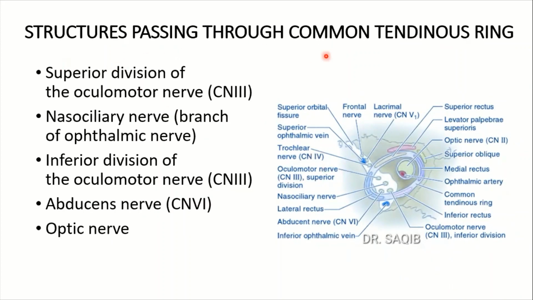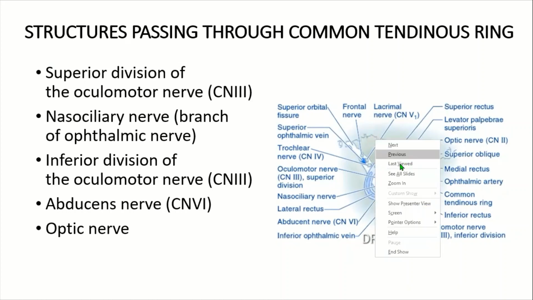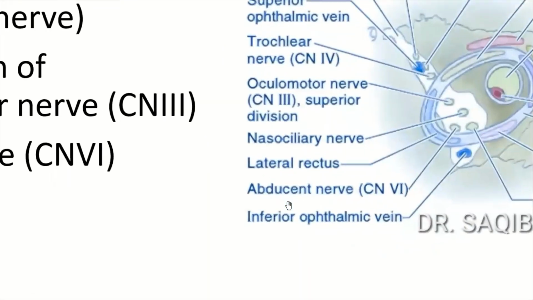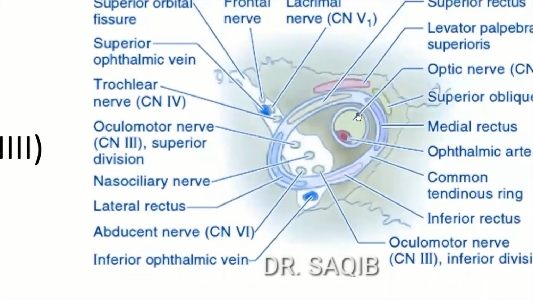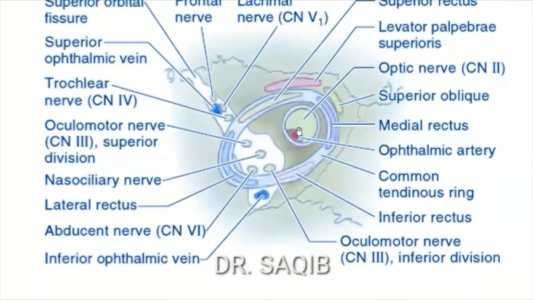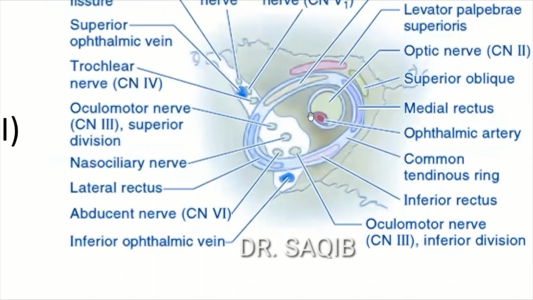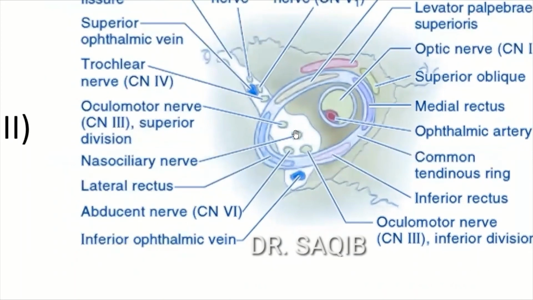What are the structures passing through the common tendinous ring? Nothing to worry, just see the picture and you can spot them. First of all, this is the optic nerve along with the ophthalmic artery. This is one thing passing through this ring, and then the oculomotor nerve, third cranial nerve, superior division, and the oculomotor nerve, third nerve, inferior division. These two, and then the abducent nerve, cranial nerve sixth, and the nasociliary nerve. These pass through that.